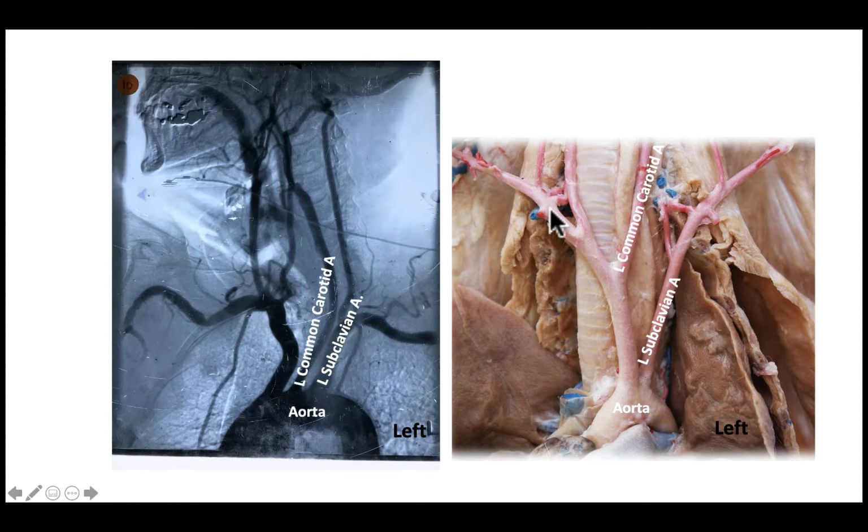In the cat, we can see the 2 vertebral arteries. Here's the right vertebral artery going posterior, and here is the left vertebral artery, again coming off of the left subclavian artery, and we have the sternal arteries cut here in this specimen.